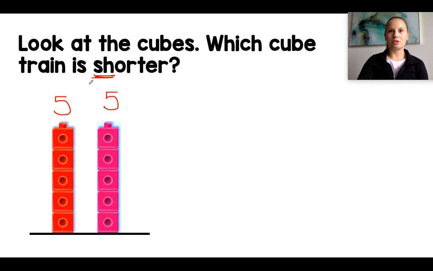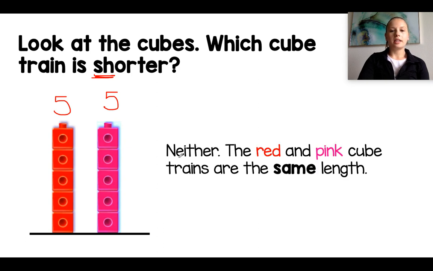I don't see one that's shorter, do you? No, that's because the red and pink cube trains are the same length, right? Not one is taller, not one is shorter. They're the same. If you look at your numbers, you have 5 and 5. 5 is equal to 5. And we know equal to means is. 5 is 5. They're the same.